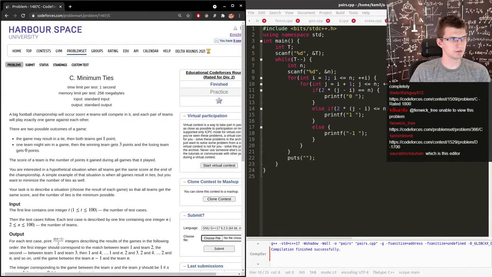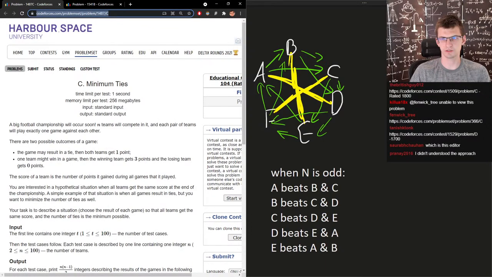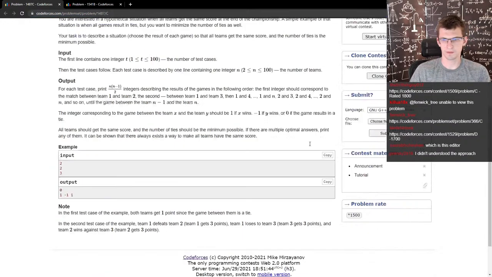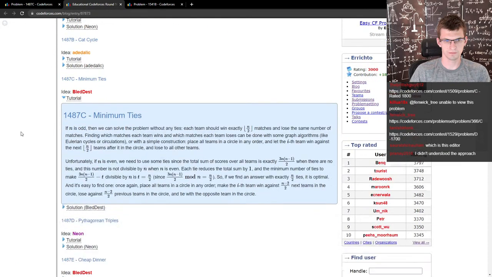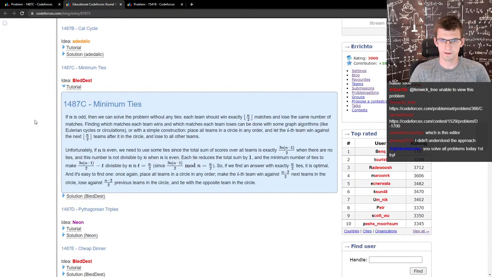As I said, I want to understand why this works. If n is odd, each team should win exactly half of the matches. Euler and cycles. Place all teams in a circle in any order. Why do they say in any order? It's confusing. I'm sure that for beginners it's better to write an editorial where they just say one wins with the next n over two teams. So everybody from two to n over two rounded up.